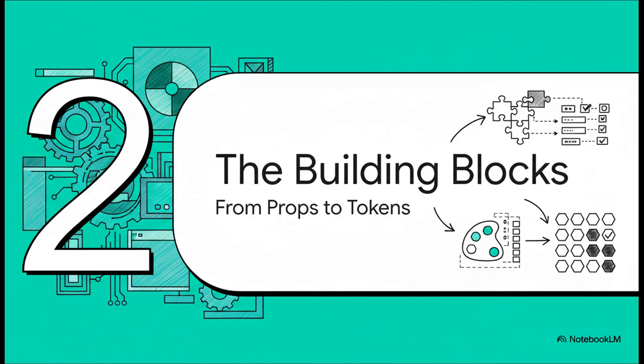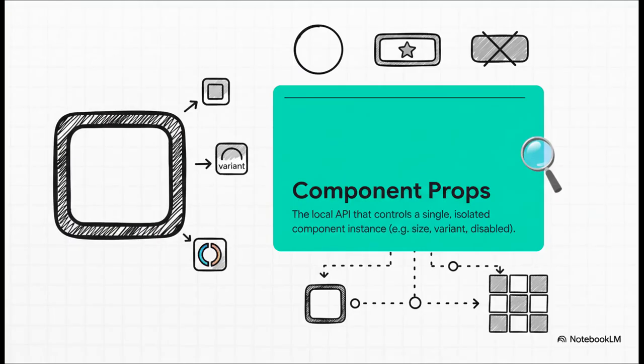Okay, so how do we actually build this thing? It might sound complex, but the core architectural ideas are surprisingly simple. We're going to break down the two most important building blocks you need to know: props and tokens. First up, props. And you're probably pretty familiar with these, right? Just think of props as the local remote control for one specific component. They're the API that lets you say, hey, this button should be large, or this one needs an icon, or make this one disabled. They only control a single, isolated instance of a component.